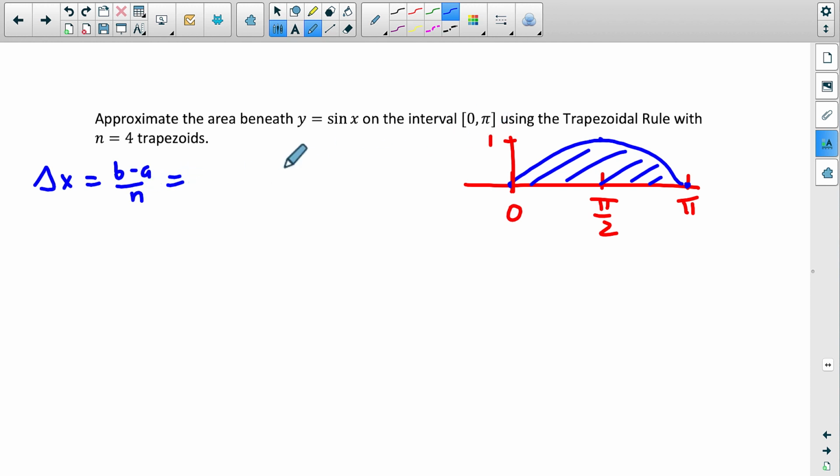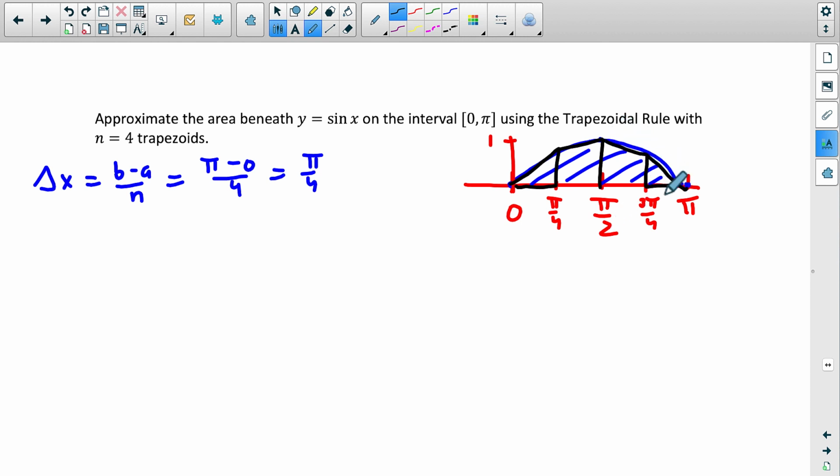So that's pi minus 0, that's your B and your A, and then divide it by 4, so you get pi over 4. Oh, that works out nice because pi over 4 is right here. There's 2 pi over 4, here's 3 pi over 4, and then we have pi. So if you were going to draw your trapezoids, there's trapezoid number 1, actually looks more like a triangle, but it'll still work. Trapezoid 2, trapezoid 3, and trapezoid 4.